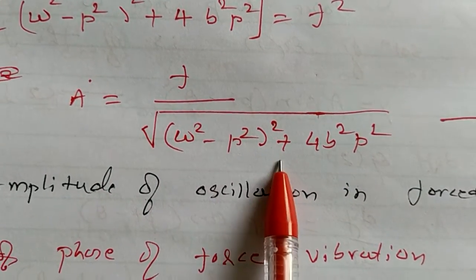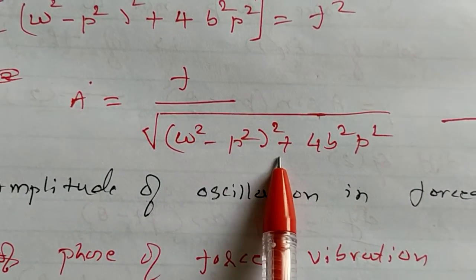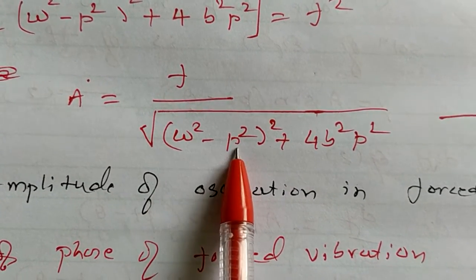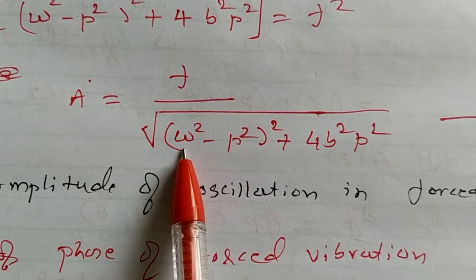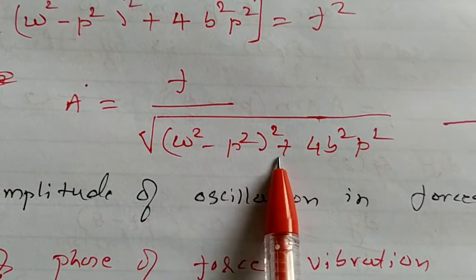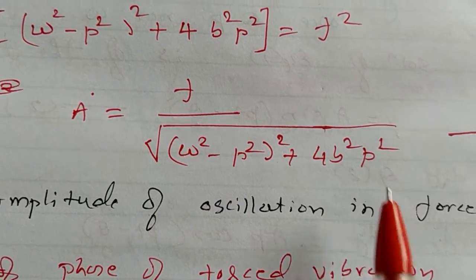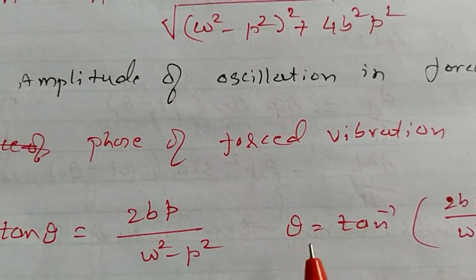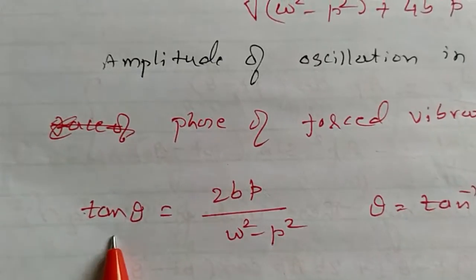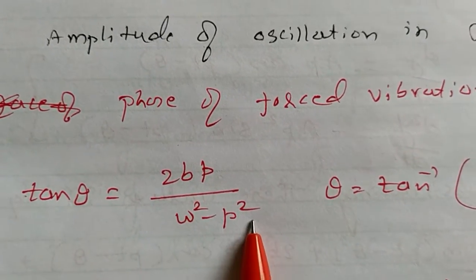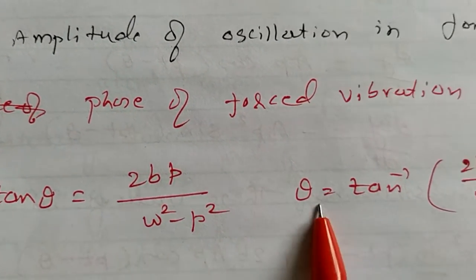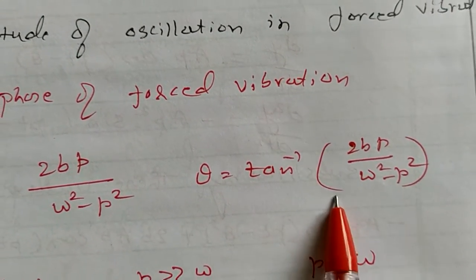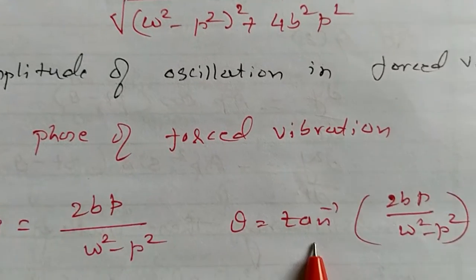With this formula we can discuss the three cases that may arise, which are omega less than p, omega greater than p, and omega equal to p. We shall discuss all these cases one by one. Moreover, the phase angle theta is given by tan theta equal to 2bp divided by omega square minus p square, already derived here, so theta is equal to tan inverse of 2bp divided by omega square minus p square. Remember these two formulas.